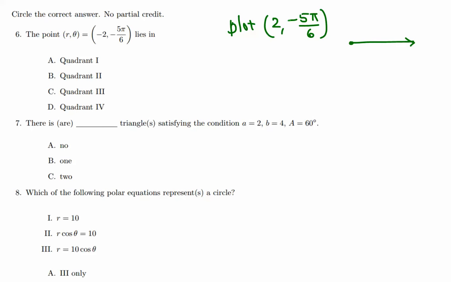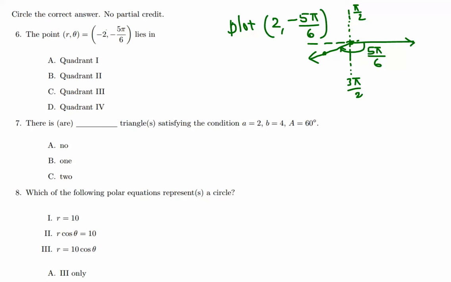go clockwise. This angle being negative means clockwise, 5π/6, almost π. π means 180. It's not 180, so we are very close to 180 here. So this is π/2, this is 3π/2, this is π. So we are going clockwise by 5π/6, and 2 means this radial distance is 2.